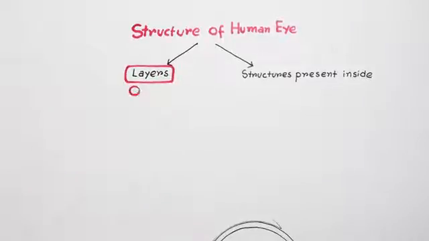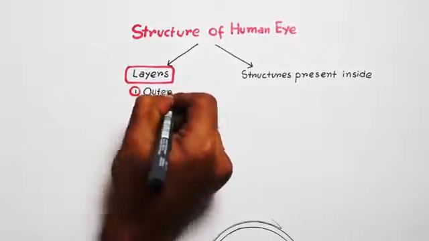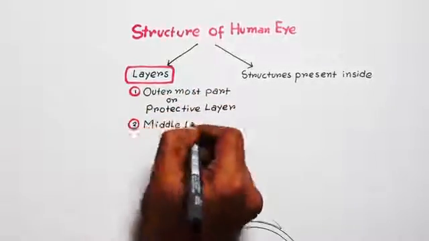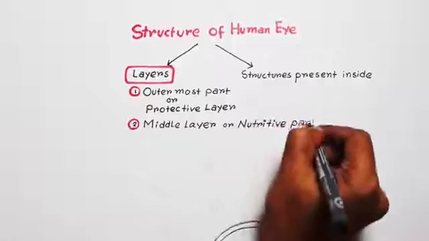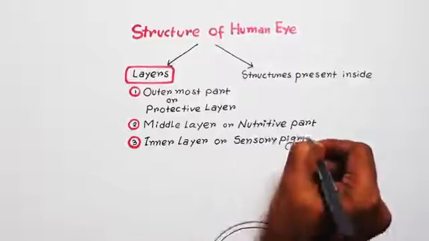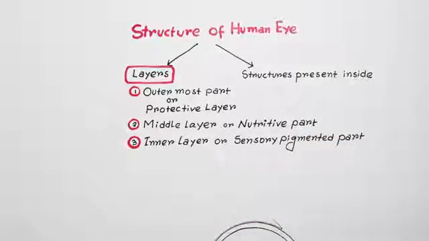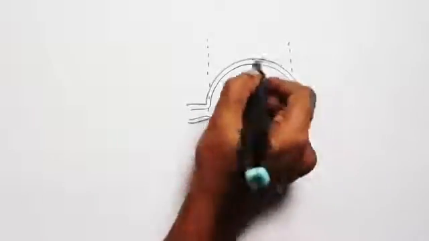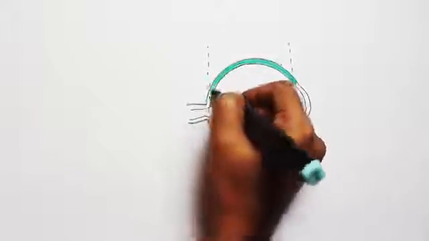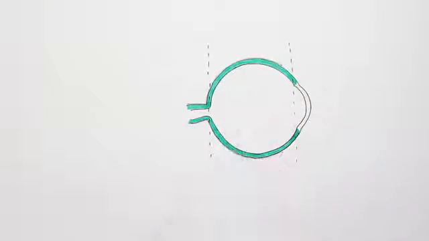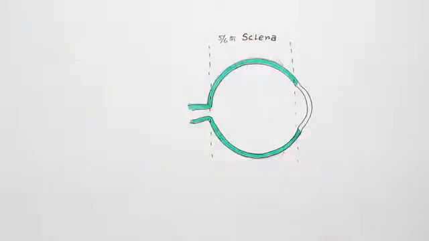Basically, it has three layers. Outermost part or protective layer, middle layer or nutritive part which provides nutrition, and inner layer or sensory pigmented part. Here in this diagram, this total part is the outer layer. Posterior 5/6 part, from this portion to this portion, all this layer is called sclera, which is a very tough membrane.